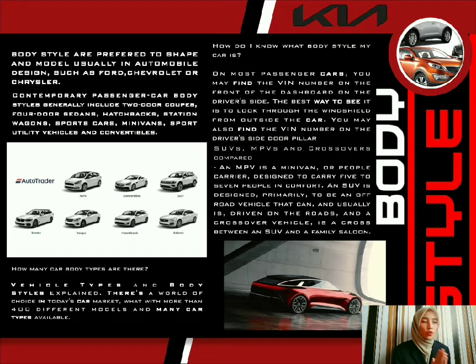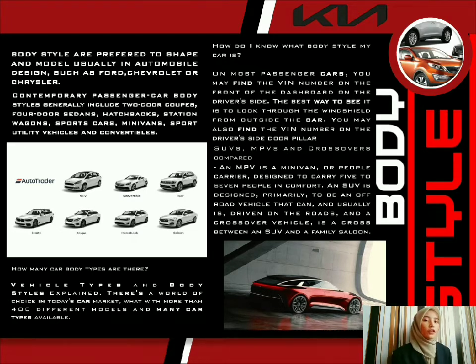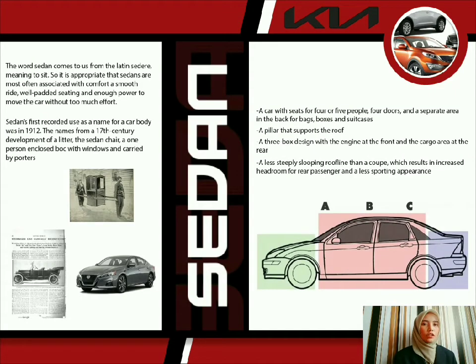Okay, now we proceed to the body style. Body style refers to a shape and model that can usually be found in automobile design, such as Ford, Chevrolet and more. There are many types of body styles available nowadays, for example MPV, sedan, SUV, minivan, van, hatchback, coupe, and many more. Even though there are so many types, we only focus on the SUV, sedan, and MPV. Here are the sedan body car types that we have learned in class.